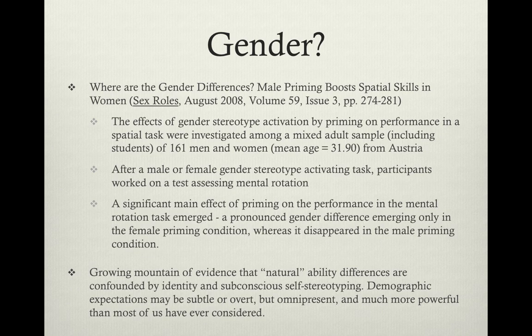Well, it implies that we've got a lot of socialization that we have to get over if we want to accept women doing tasks like men, if we want to accept women working in occupational fields that have very stereotypically been filled by men, etc., that we, as women, have to overcome a lot of biases in how we've been socialized according to our gender, in order to not handicap ourselves. So, it's very telling. So there's a growing mountain of evidence that natural ability differences are confounded by identity and our own subconscious self-stereotyping. These demographic expectations may be subtle, they may be overt, but they're always present and much more powerful than we've ever considered.